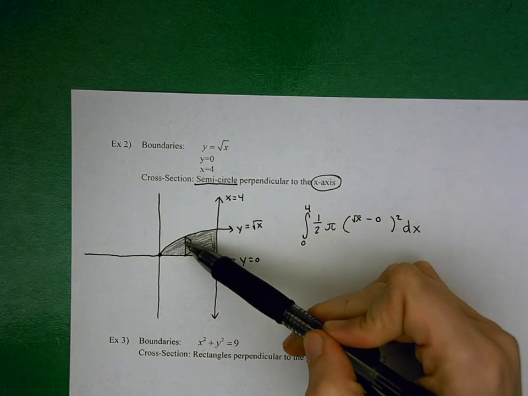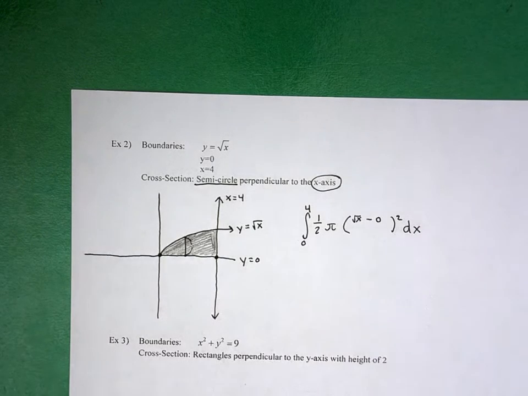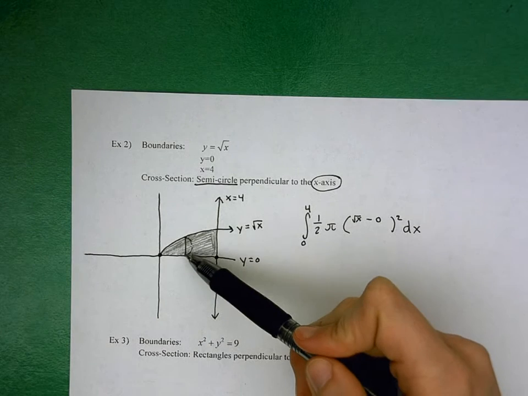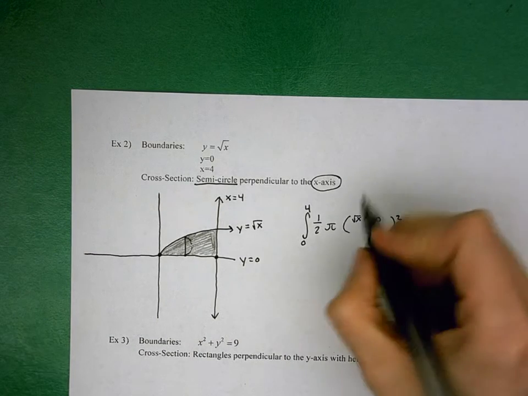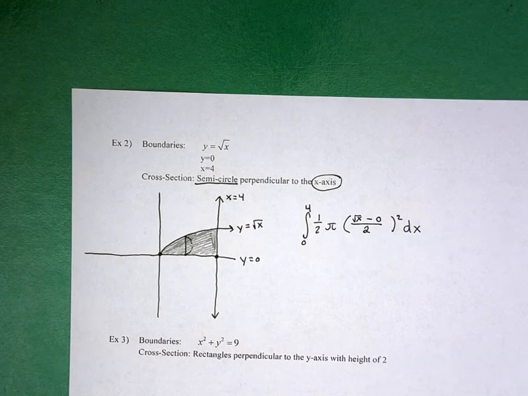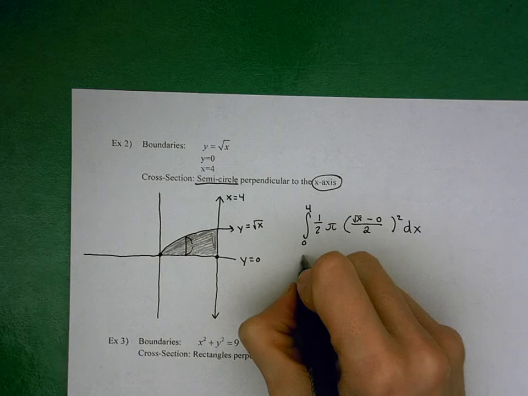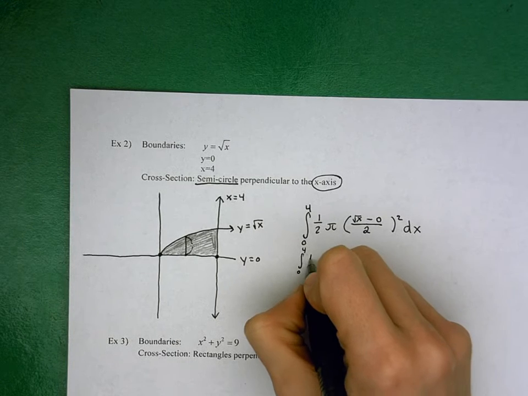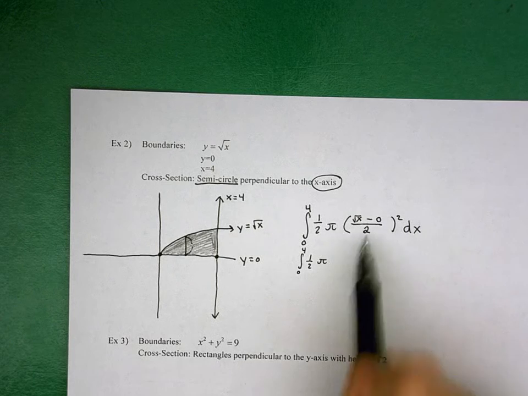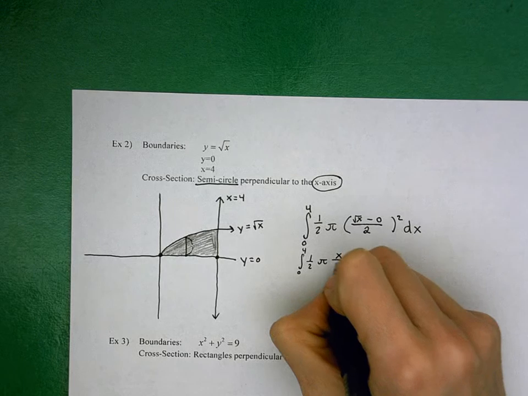Well, my upper minus my lower here, I can't just put upper minus lower into the radius because that's not a radius. Look at that semicircle. My upper minus my lower is the diameter. And so to find the radius, I would need to take that diameter and divide it by 2. Okay, so from here on out, we're just going to solve it like we normally would. We have 0 to 4, 1/2 pi. Root x minus 0 is just root x, so we have root x over 2. And root x over 2 squared is x over 4.